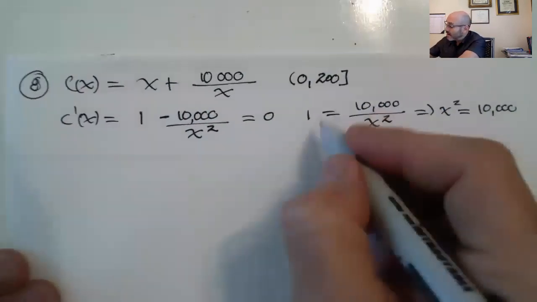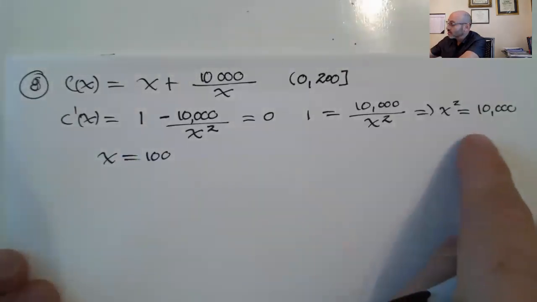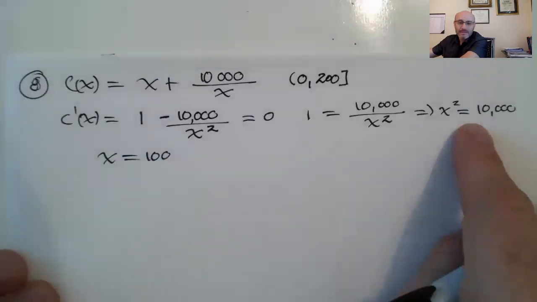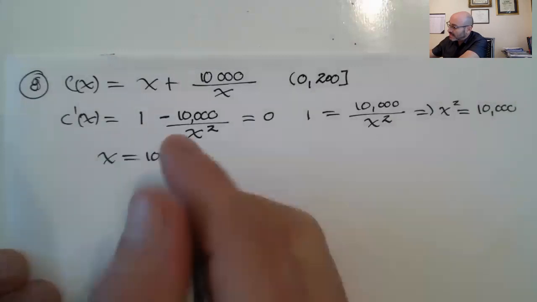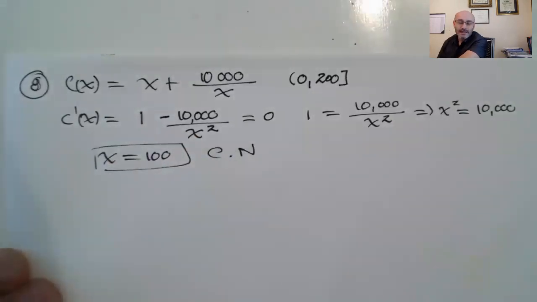And that means that x is equal to 100. Now notice, from here, you actually will get plus or minus 100. But the negative 100 doesn't make sense for the problem. So this is my critical number. I need to determine if I have a max or a minimum there. All right, I'm going to use the second derivative test.